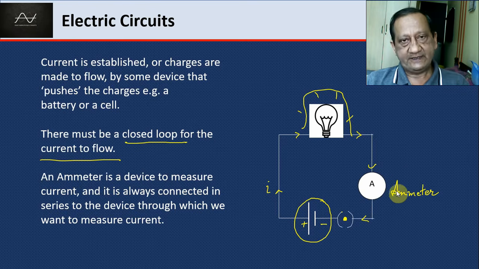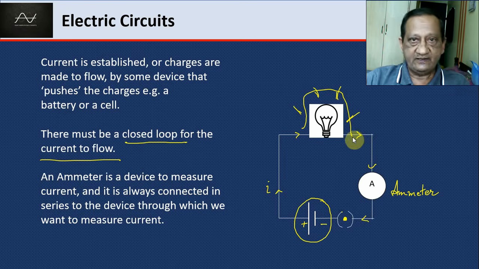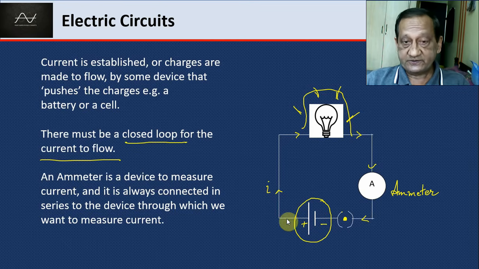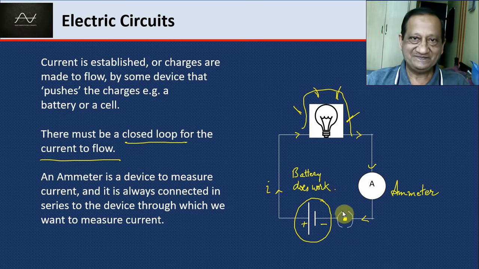And one more thing, if the light is coming out from this bulb, that means the bulb is radiating light energy. From where is it getting that energy? The only person involved to give that energy is the battery. So when the current flows, the battery does work. There is no free lunch.